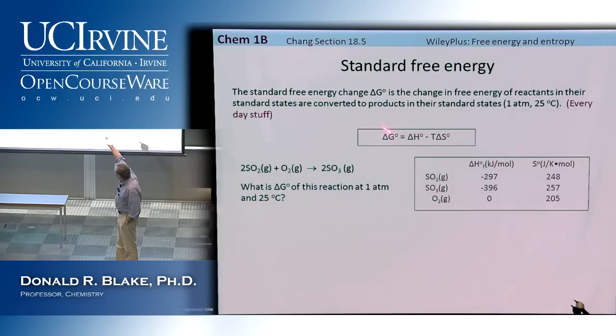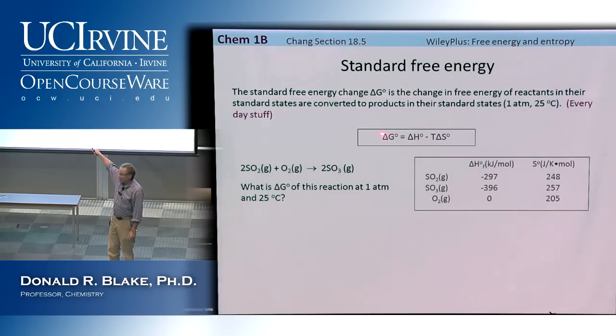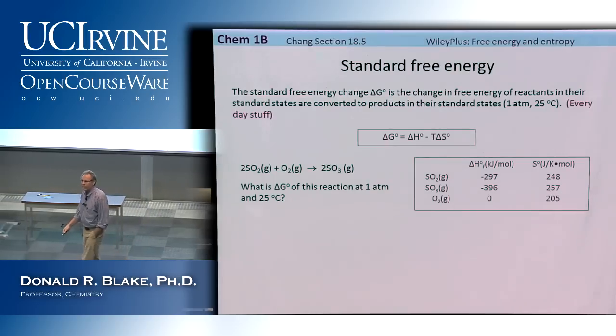If this is spontaneous when it's negative, then if this is a negative and this whole thing here, including that negative sign, is a negative, then a negative plus a negative gives you a negative. If this is a negative, but the delta S is negative, then it's a negative times a negative, which is a positive. So this part is a positive, and if this part is positive, then that doesn't help this thing be negative. So convince yourself of that.